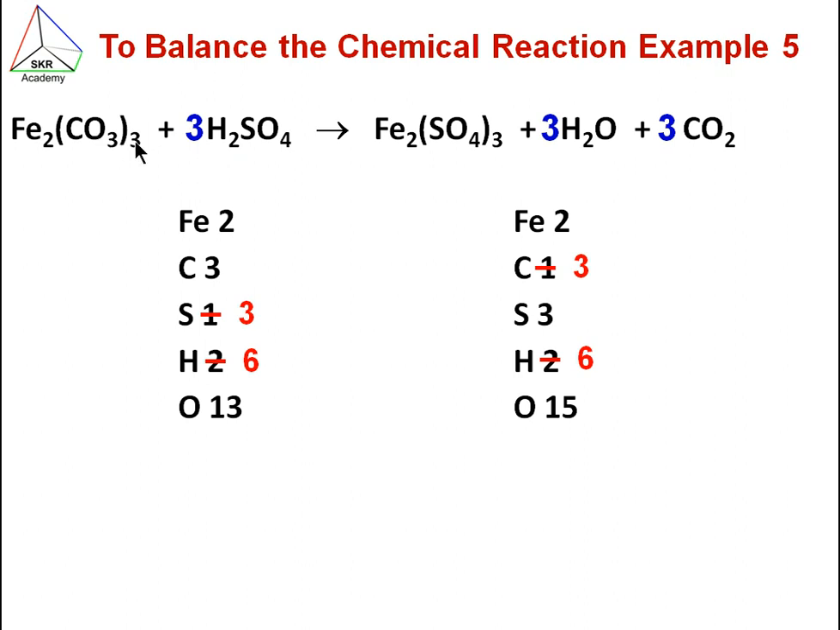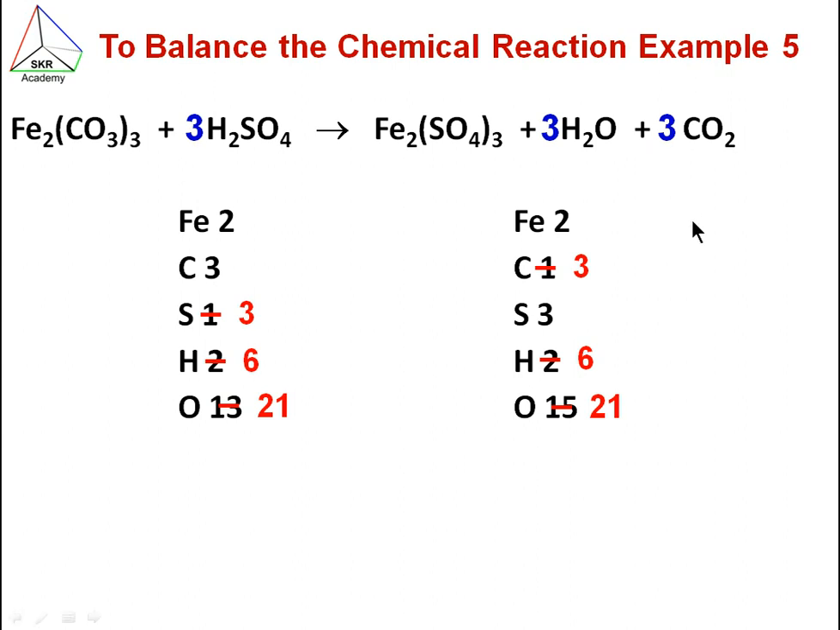3 multiplied by 3 is 9, and 3 multiplied by 4 is 12, so 9 and 12 are 21, so total 21 oxygen on the left-hand side. And what about the right-hand side? From the sulfate group, total oxygen is 3 multiplied by 4, 12, and then 3 from the water molecules, so 15, and 15 plus 3 multiplied by 2, 6, so they are also 21.